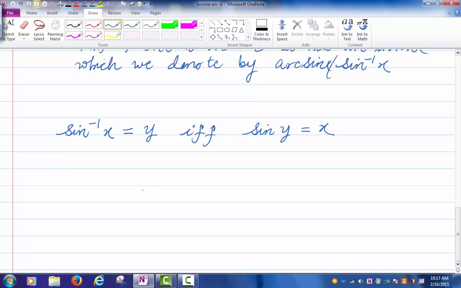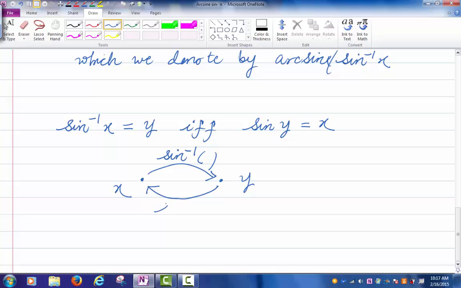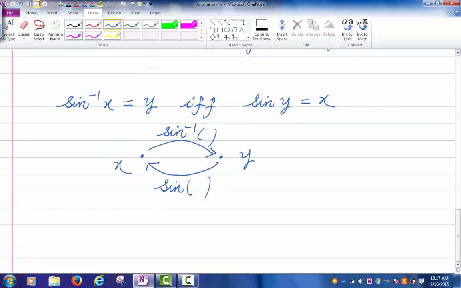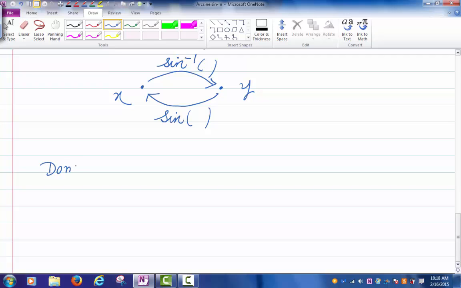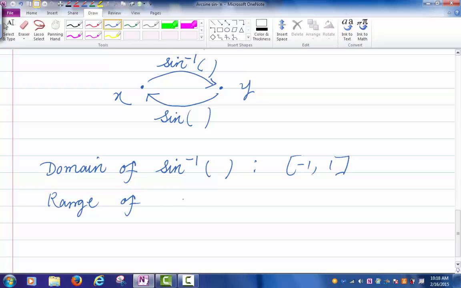In other words, if I have, let's say, x, and here I have y, sine inverse is going to take x to y if I have that sine takes y to x, right? That's the meaning of the inverse. What's the domain of the sine inverse? The domain of the sine inverse function is basically negative 1 to 1, which is the range of sine, right? And what's the range? Very good. The range of sine inverse is from negative pi over 2 to positive pi over 2. Are we clear?